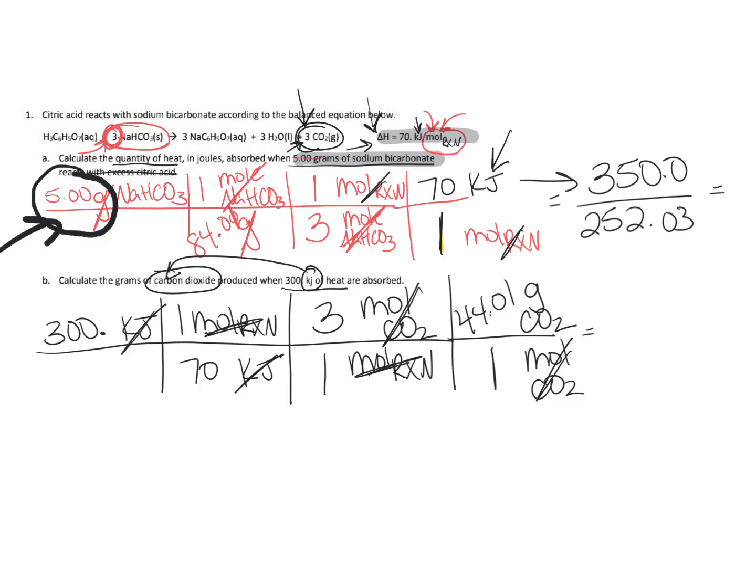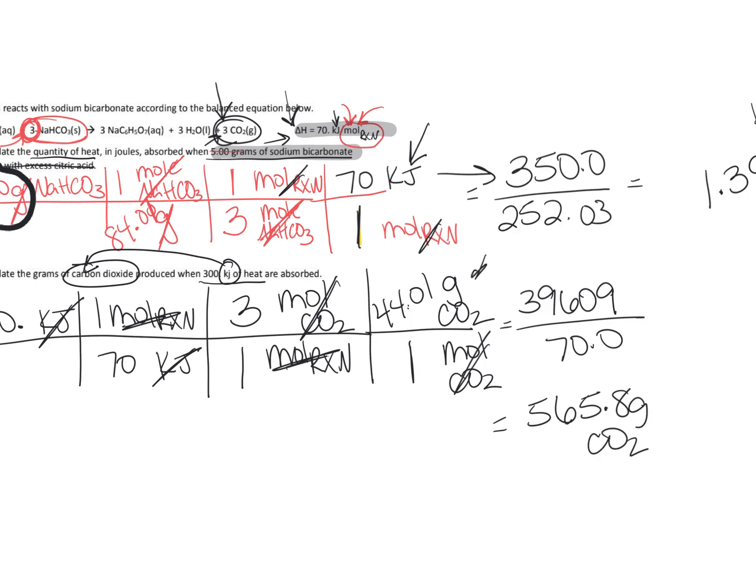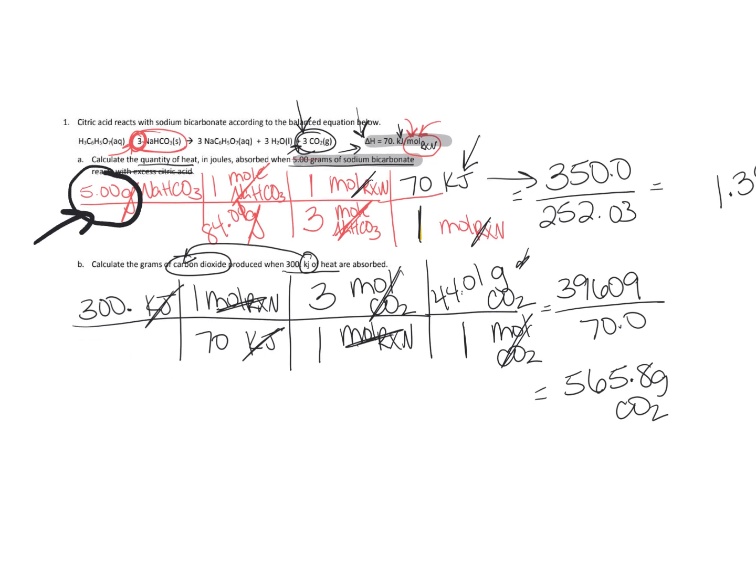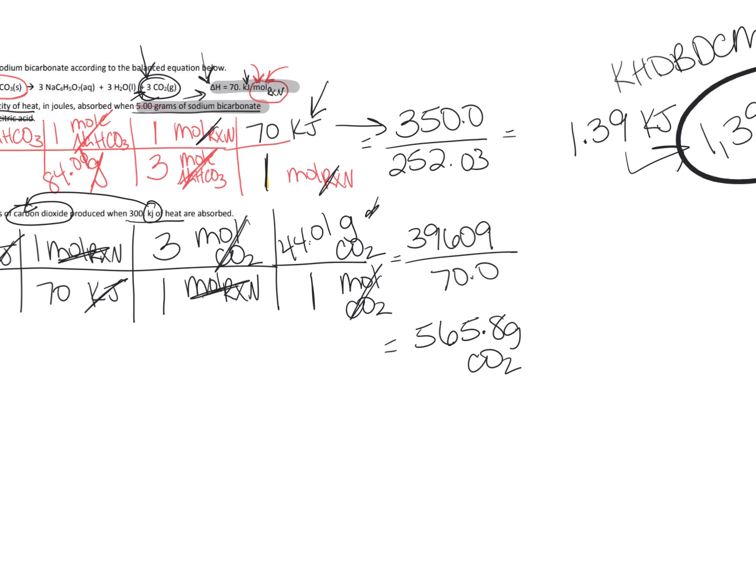Let's multiply the top. 300 times 3 times 44.01 is 39,609. Multiply the bottom is 70. And this gives me 565.8. And again, this is grams of CO2. Well, let's check our significant figures. I have 3 significant figures here, so my answer needs to be 3 as well. So this would round to 566 grams of CO2.